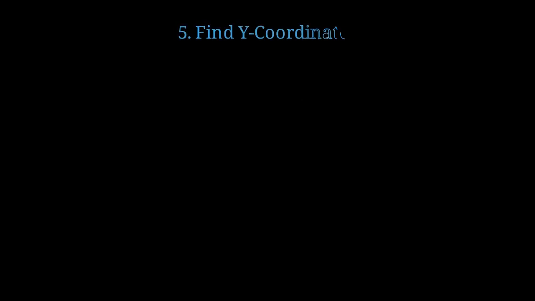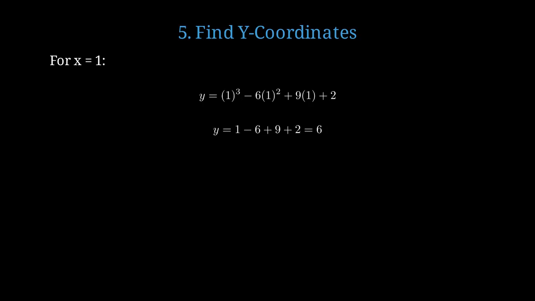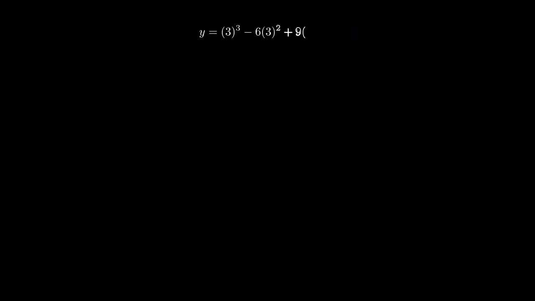Now we need to find the y-coordinates by substituting back. Let's start with x equals 1. Substituting x equals 1 into our original equation, this gives us 1 minus 6 plus 9 plus 2, which equals 6. Now for x equals 3. Substituting x equals 3 into our original equation, this gives us 27 minus 54 plus 27 plus 2, which equals 2.